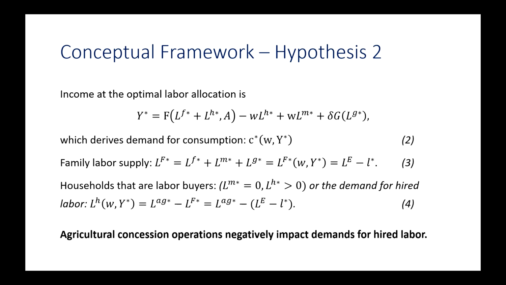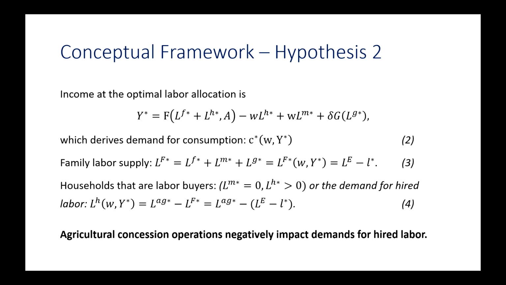And then if there's a decrease in labor demand, of course, you're going to decrease the income for these households, which means that the households will likely reduce the amount of leisure, right? So it will reduce the leisure amount, which will increase the family labor supply, right? So then that will feed into here, which means that it will decrease the hired labor. So the concession operations will reduce the demand for hired labor. And that's my second hypothesis.